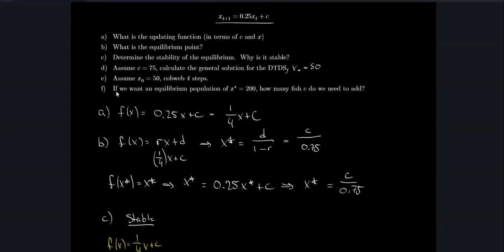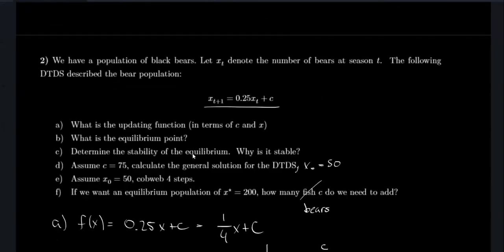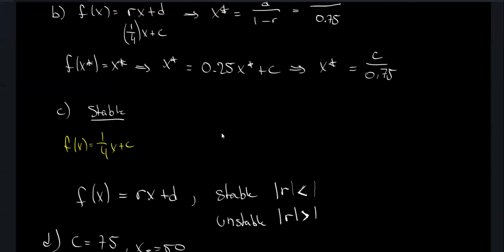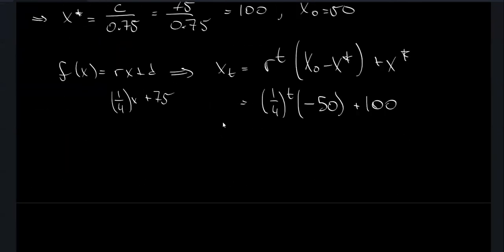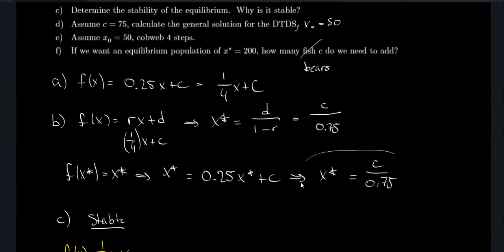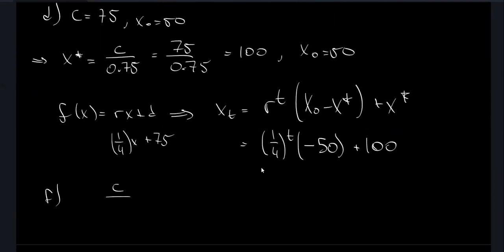Okay, and then the last one, if we want an equilibrium of x star is equal to 200, how many? Okay, I wrote fish here. It should be bears. Bear with me, but it's not fish, it's bears. So if we want an equilibrium population of 200, how many bears do we need? Well, this is easy. Again, your equilibrium population we calculated over here, right? It's x star equals c over 0.75. That's the equilibrium population.